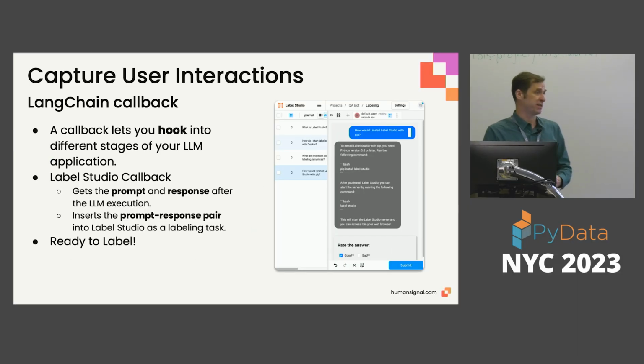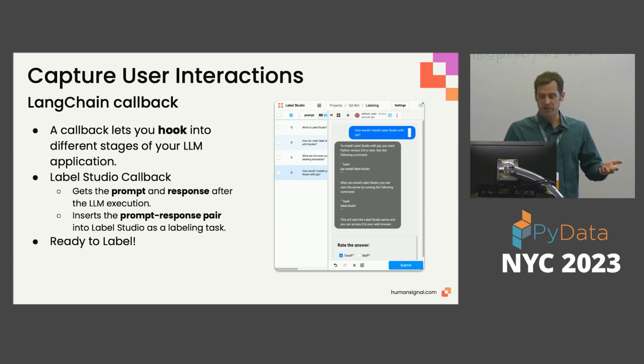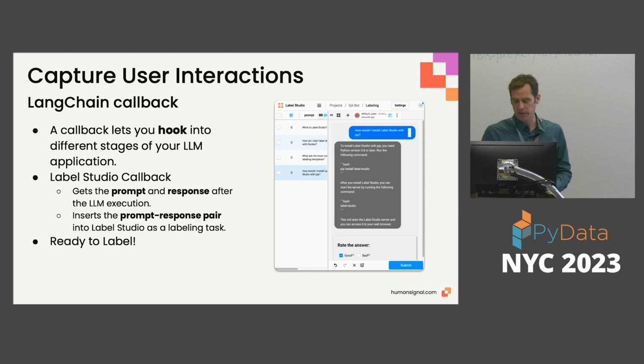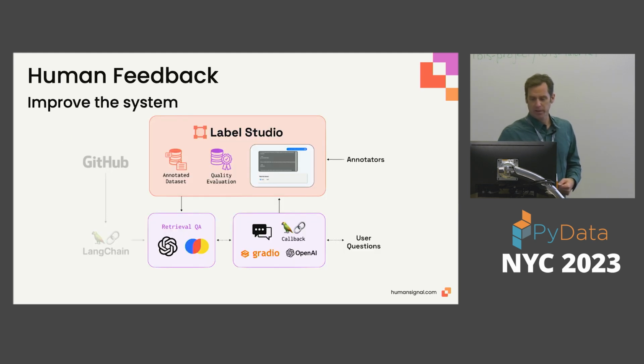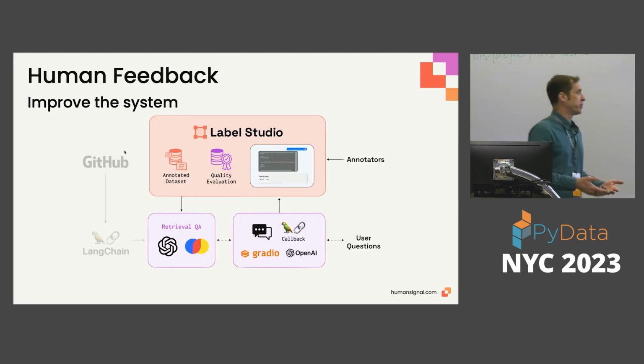This is going to be done by using LangChain callbacks. Label Studio is integrated with LangChain as one of their callback mechanisms. And so LangChain will actually handle gathering all the information and then sending the call to Label Studio and creating a new task for your annotation team inside of Label Studio. And then you'll be ready to label it.